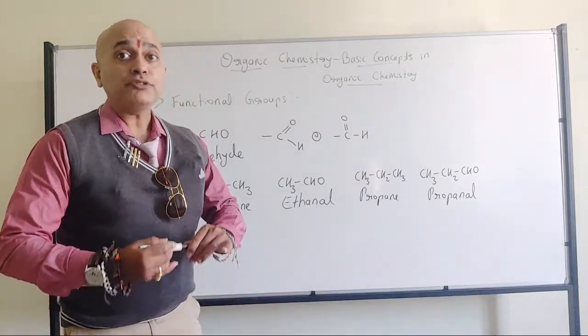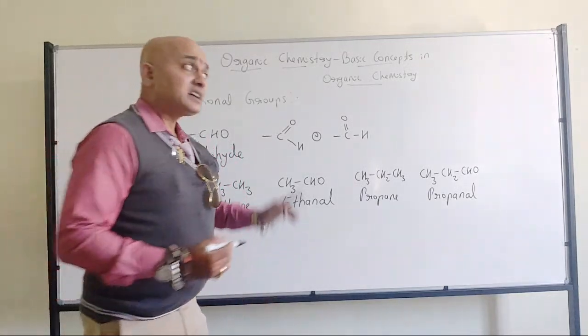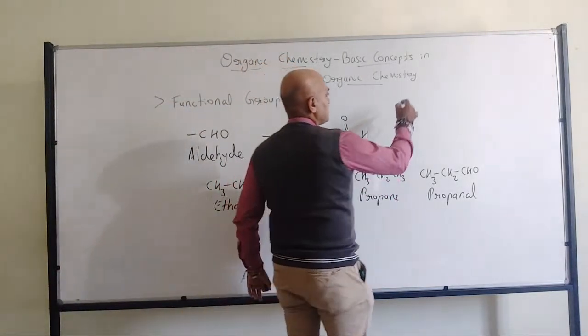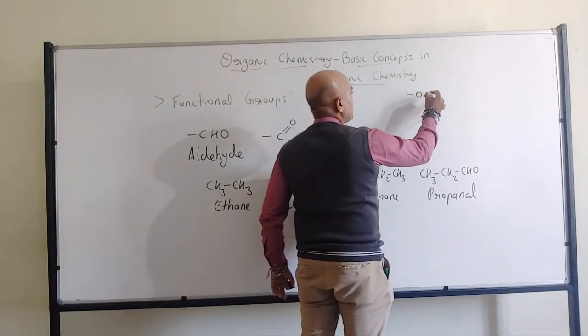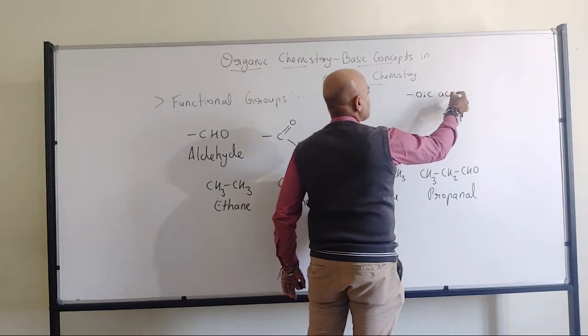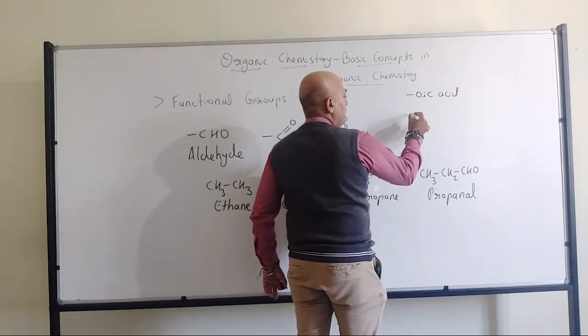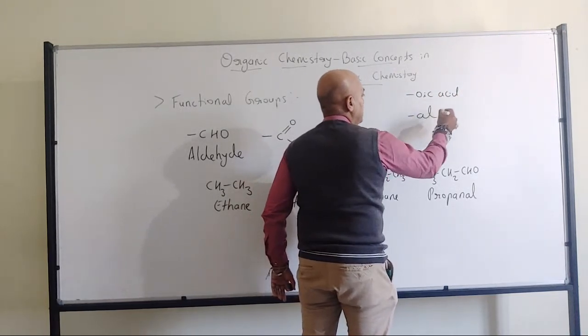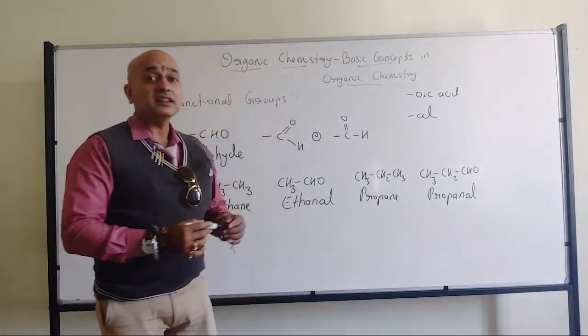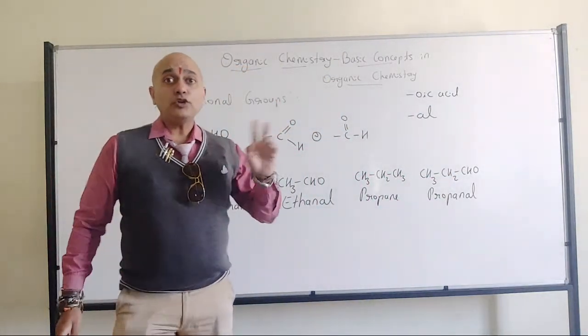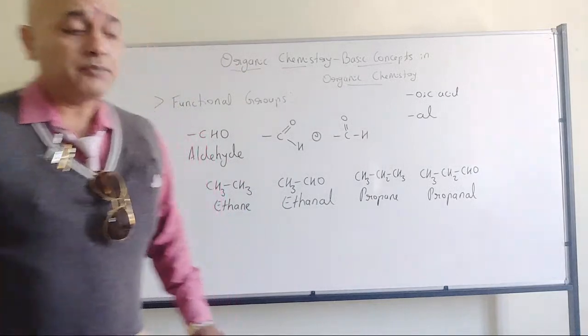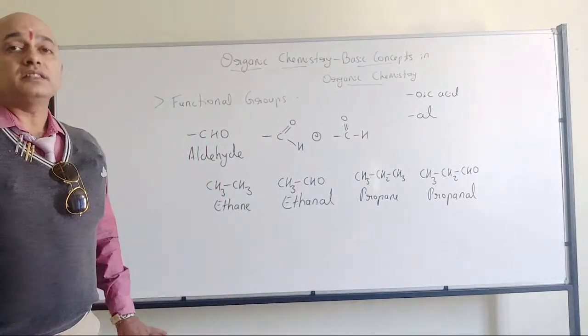So what I mean to tell here is, when it comes to the carboxylic acid, the name of the molecule used to end with oic acid. But when we are talking about aldehyde, the molecule name will end with al. Al. It's not ol. Al. It is ending with al.